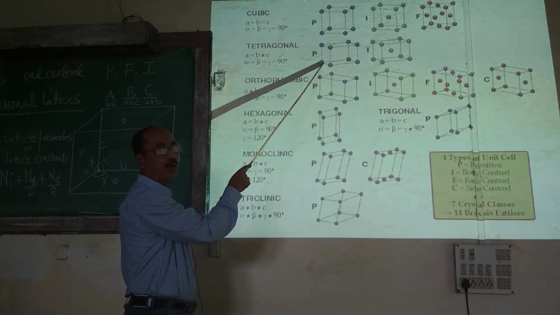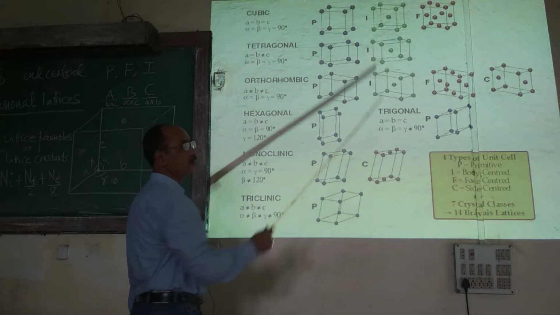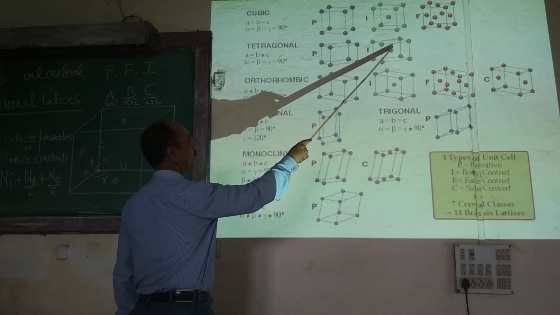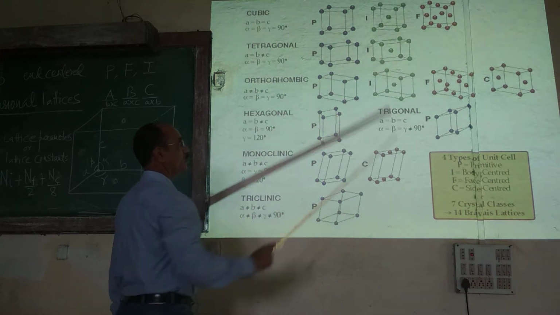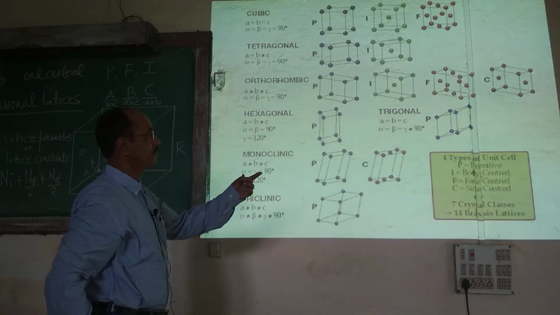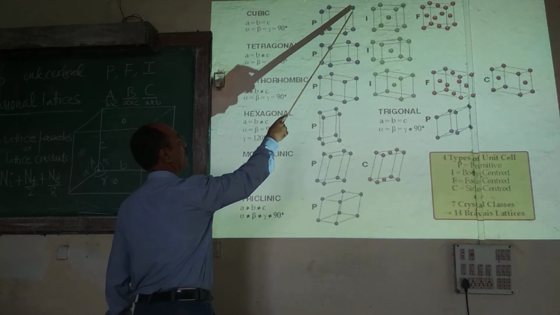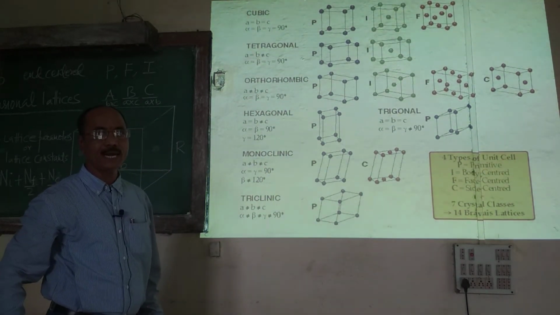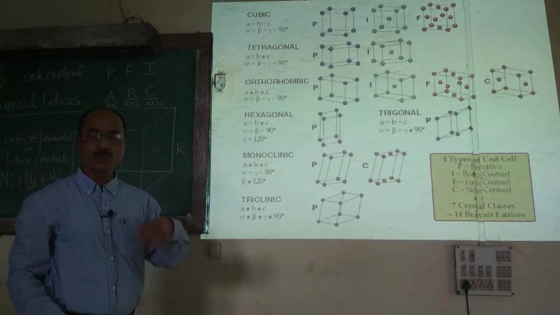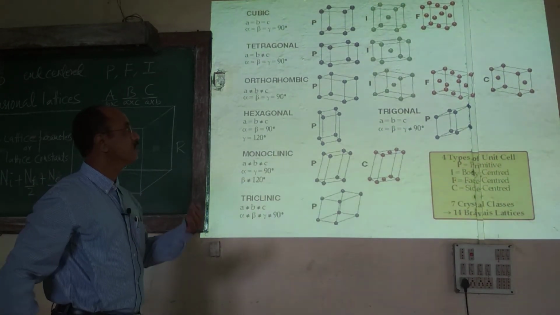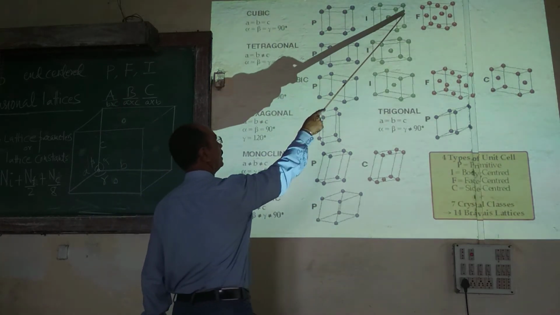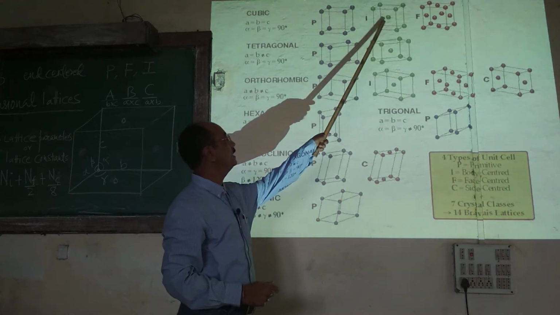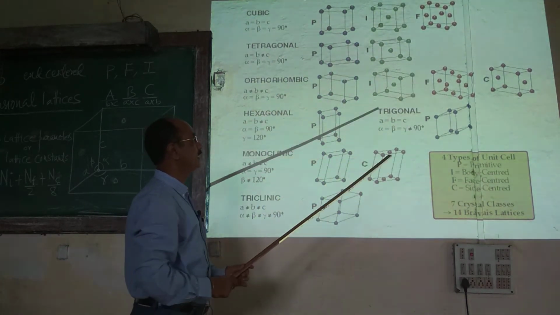Simple tetragonal or primitive, and body centered tetragonal, which is represented by I. At the center of the tetragonal unit cell there is a lattice point, isn't it? So this is primitive: all the lattice points are at the corners, and the effective number of lattice points per unit cell is 1. Here, all the lattice points are at the corners as well as at the center of the unit cell. It is called body center.